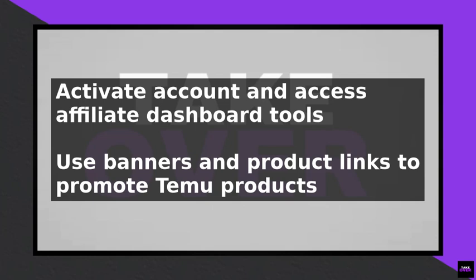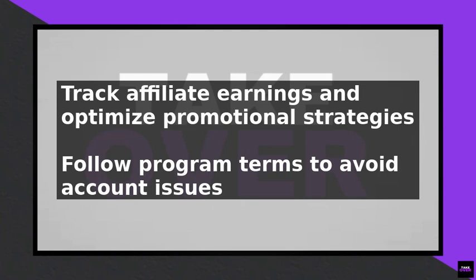To track your affiliate earnings, log in to the affiliate dashboard and navigate to the earnings page. Here, you will see a breakdown of your earnings, including the number of clicks, conversions, and commissions earned. You can also use this page to track your affiliate links and optimize your promotional strategies.